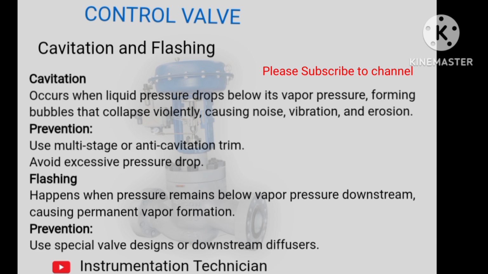Cavitation and flashing. Cavitation occurs when liquid pressure drops below its vapor pressure, forming bubbles that collapse violently, causing noise, vibration, and erosion. Prevention: use multi-stage or anti-cavitation trim. Avoid excessive pressure drop. Flashing happens when pressure remains below vapor pressure downstream, causing permanent vapor formation. Prevention: use special valve designs or downstream diffusers.